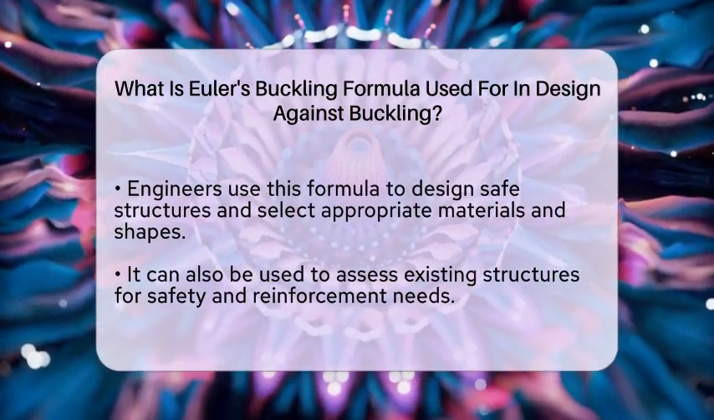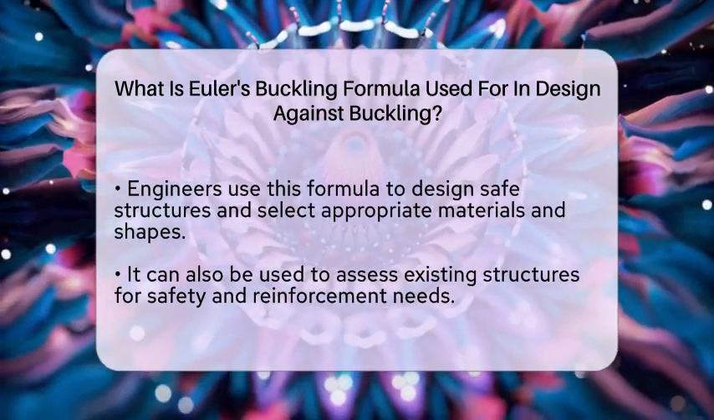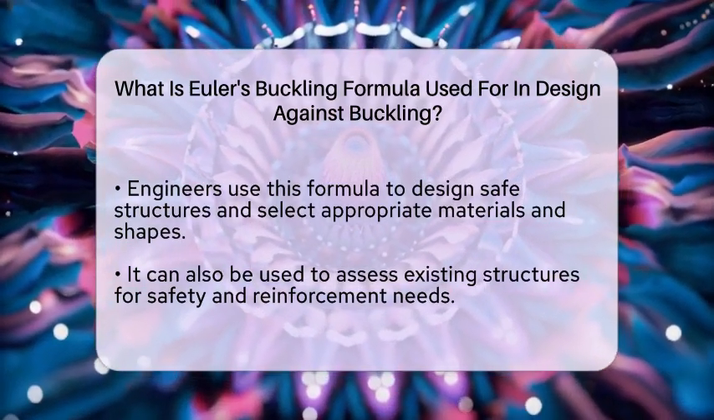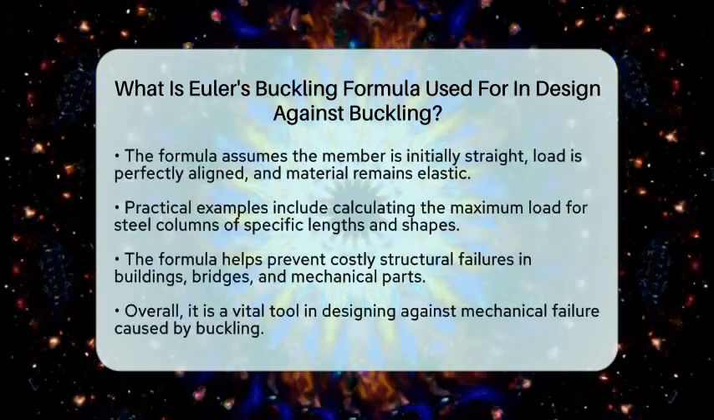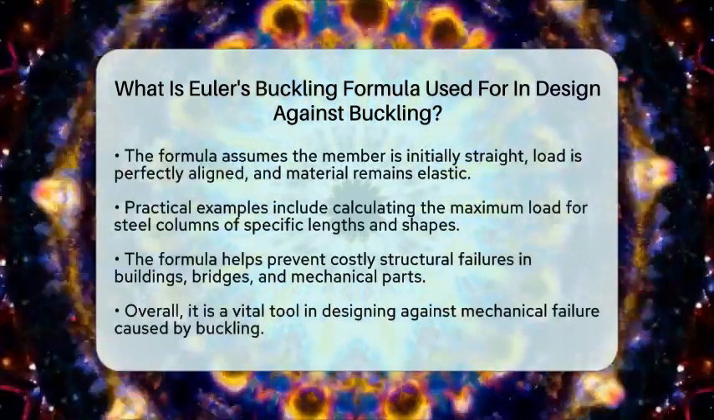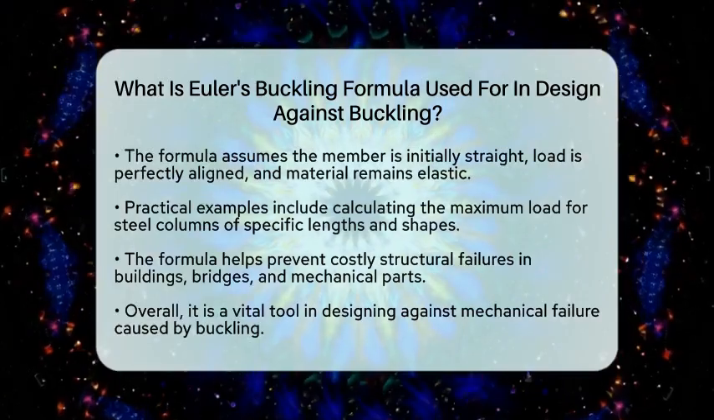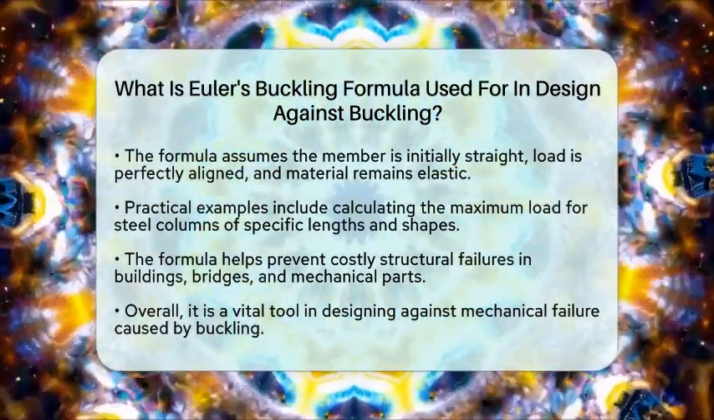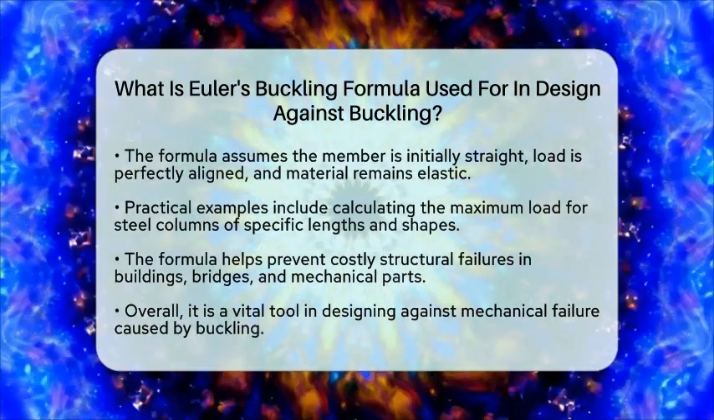In practical terms, if a steel column is 10 meters long and has a certain cross-sectional shape, the formula can tell you the maximum load it can carry without buckling. If the load exceeds that, the column might bend and fail suddenly. This helps avoid costly failures in buildings, bridges, and mechanical parts.